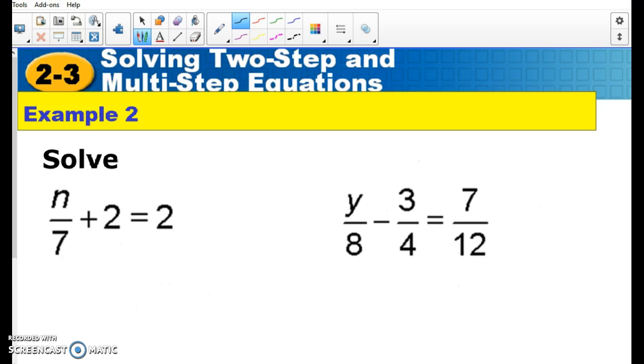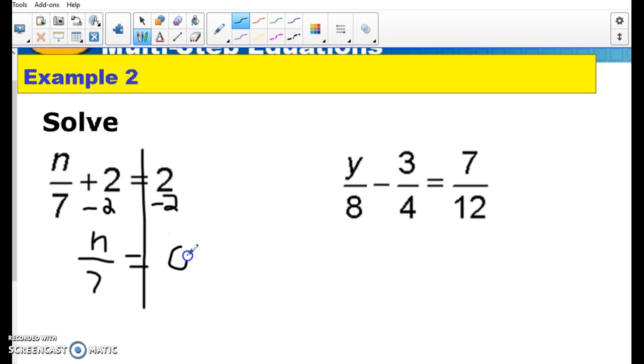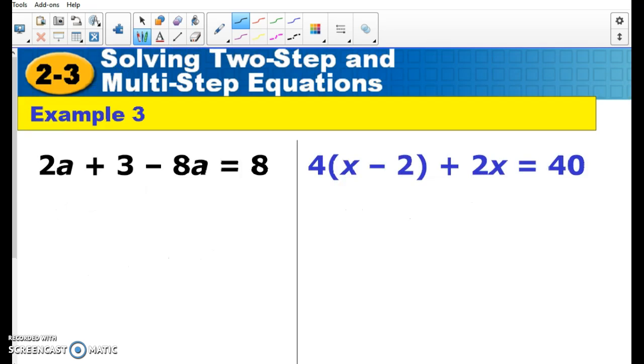It doesn't change anything if there happens to be some fractions in there. Same process. This says plus 2. I'm going to subtract 2 from both sides. I have n divided by 7 equals 0. It says divided by 7, so I'm going to multiply by 7. 0 times 7 is 0. So n equals 0. Nothing changes with fractions. Still the same steps of add or subtract first, and then multiply or divide.